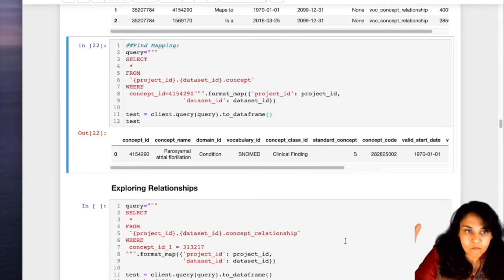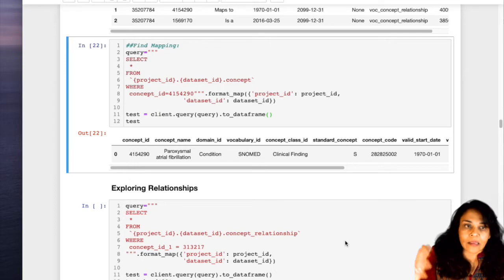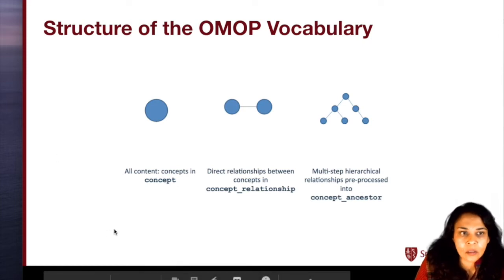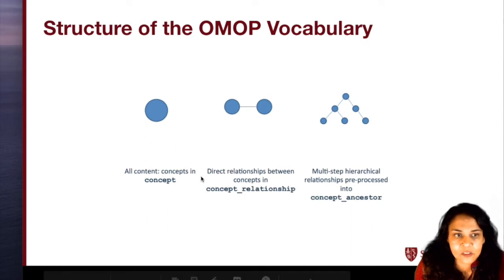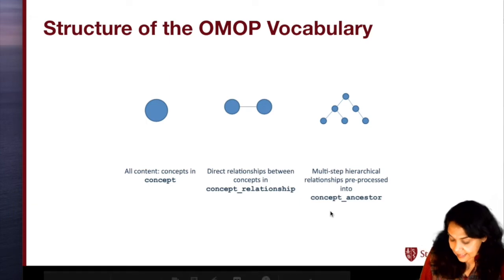And what we're going to talk about a lot in this video is these hierarchical relationships, and the power that gives you when you start creating cohorts. So if I go back to my slide deck, quick reminder, all the content is in the concept tables. All concepts are in the concept table. The relationships are in the concept relationship table. The multi-step hierarchical relationships are put into what's called the concept ancestor table.